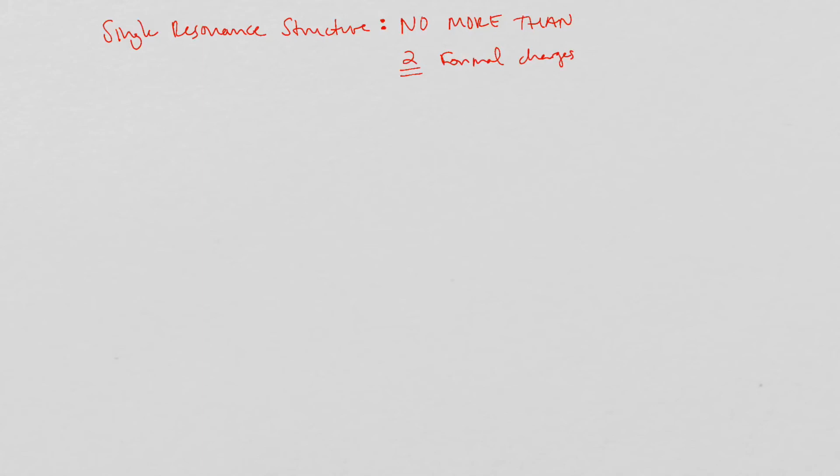So I'm going to write at the top of the page, a single resonance structure should have no more than 2 formal charges. So I want to look at a couple examples really quick, and then we're going to be done.